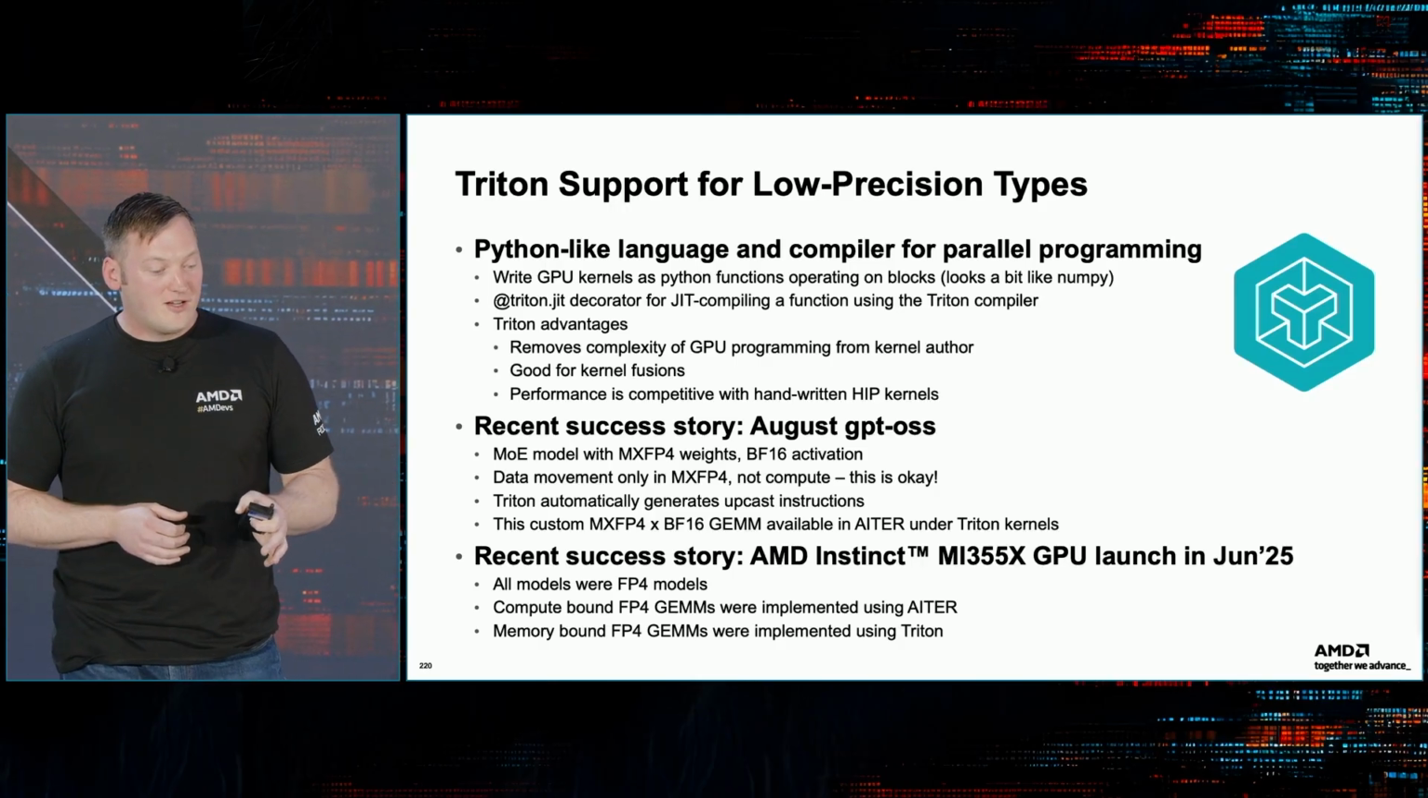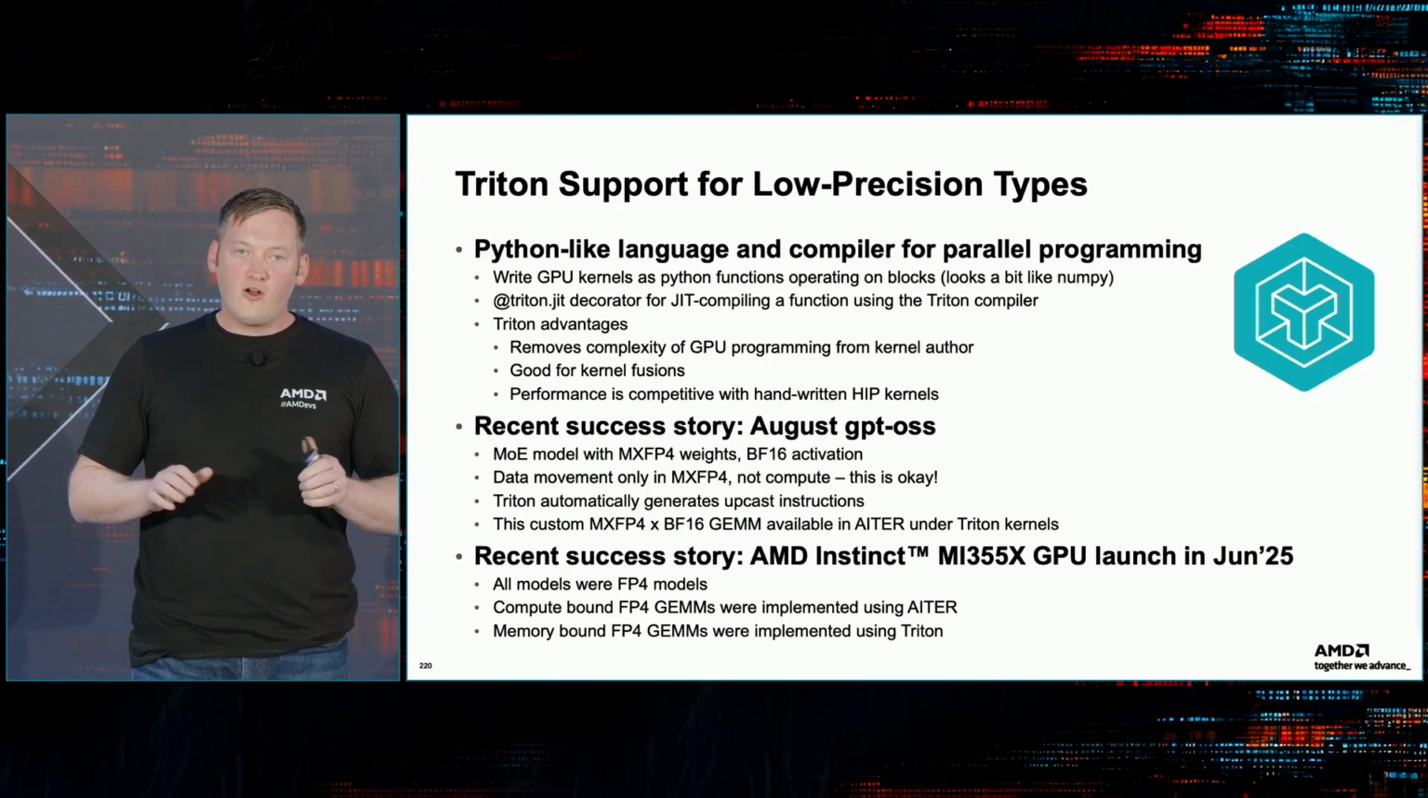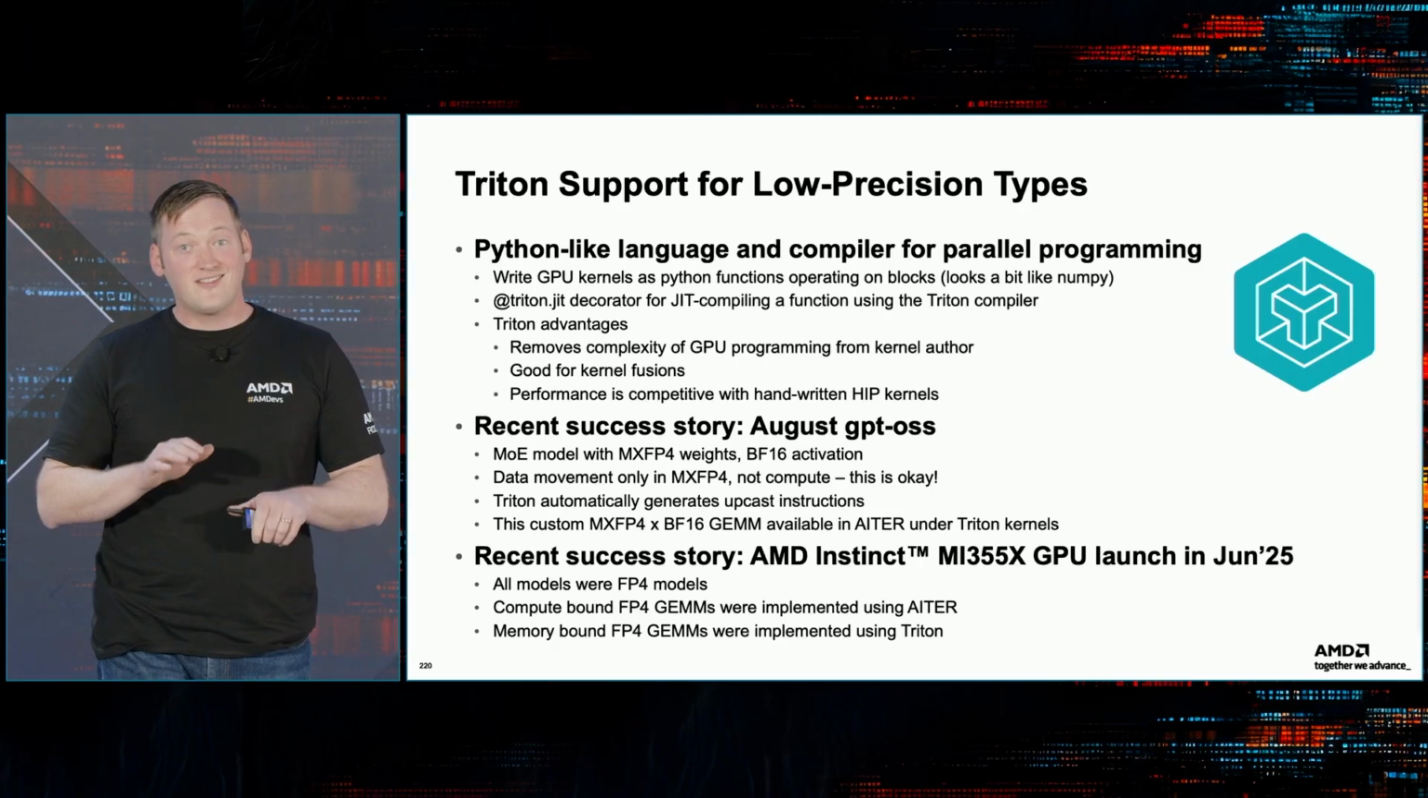Another success I do want to talk about is the June launch for MI355. All of those models were FP4, and so that's matrix core FP4 multiplication. If the kernel was compute bound, it was using either an assembly kernel or a CK kernel from the AITER project. If it was a memory bound kernel, then it was using the Triton implementation.